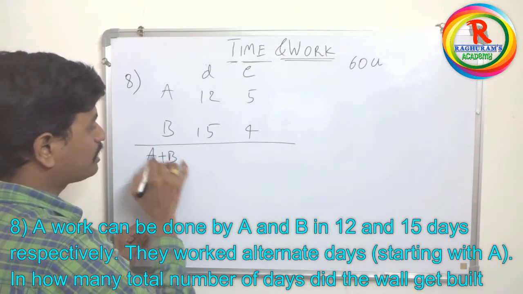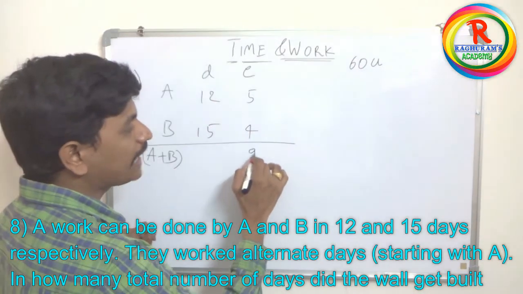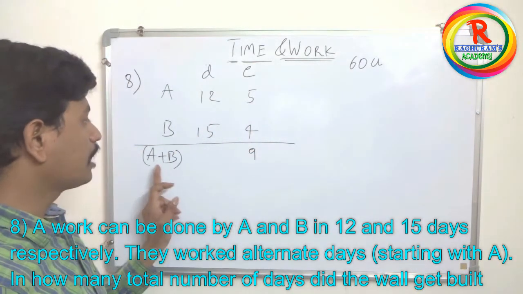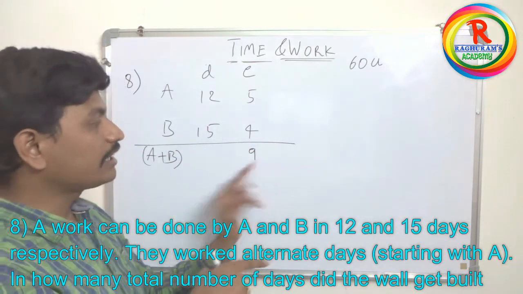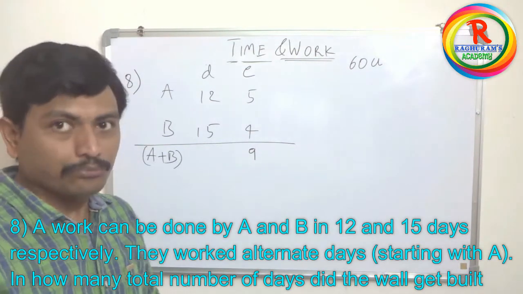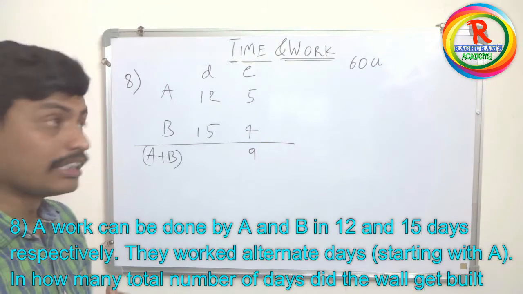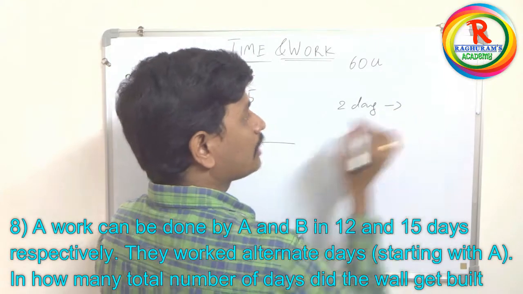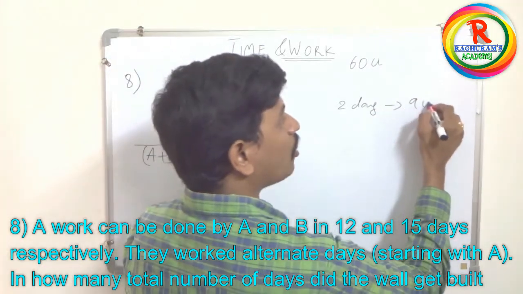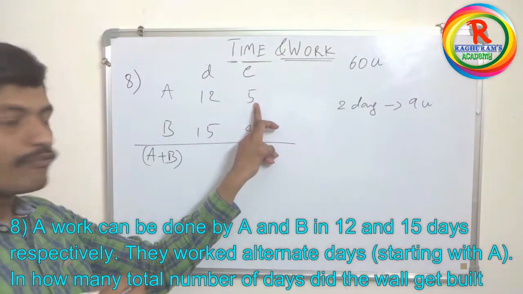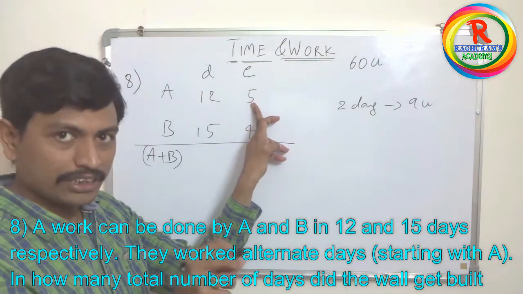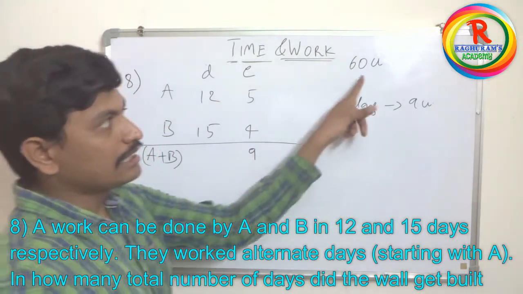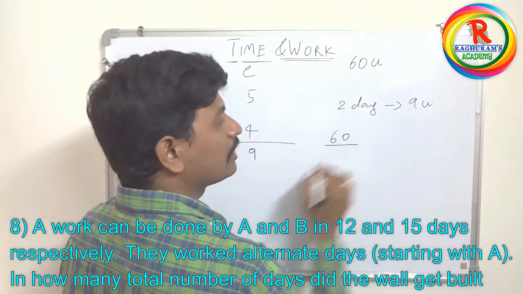So total A plus B's work in one day is 9 units of work. A can complete 5 units per day, B can complete 4 units per day. A plus B's total work, so in one day they can complete 9 units of work. The work is on alternate days, that is, in 2 days they can complete 9 units. Alternate days starting with A. First day A completes 5 units, second day B completes 4 units. In 2 days they can complete 9 units. Total 60 units.